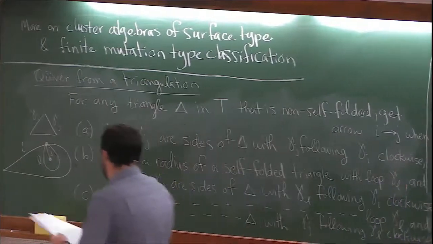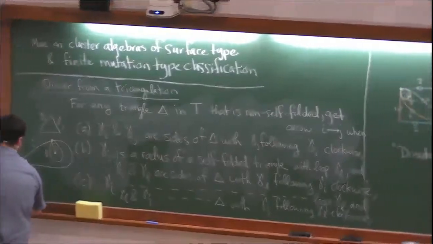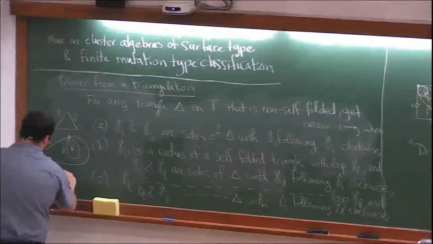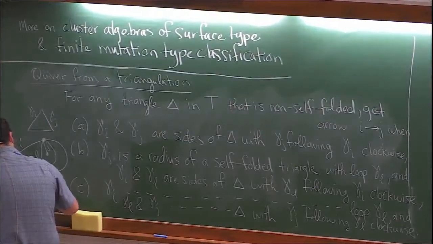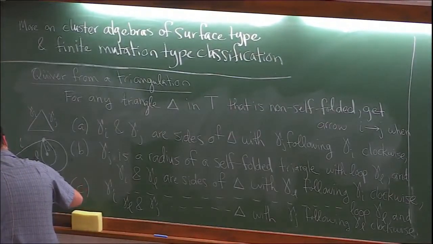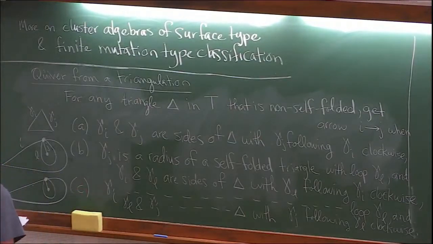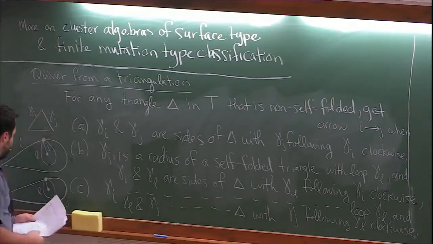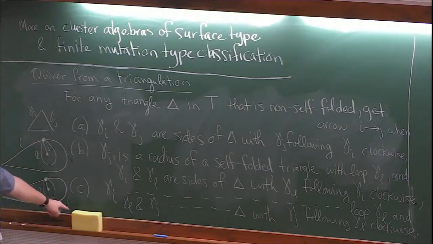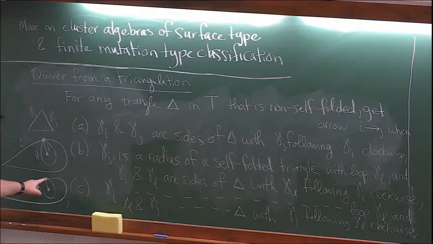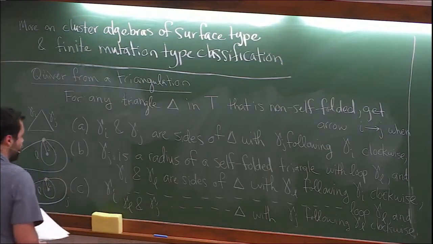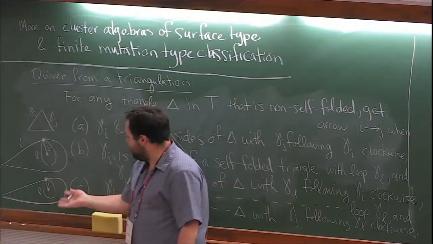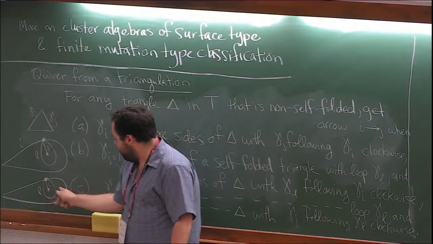Okay, so here's the picture of this one. So pretty much the same as before. I have some self-folded triangle. The loop is called L. This arc from here to here is called j. And this radius, I'm going to call i. So in this case, if my situation locally looks like this, I get an arrow from i to j as well.